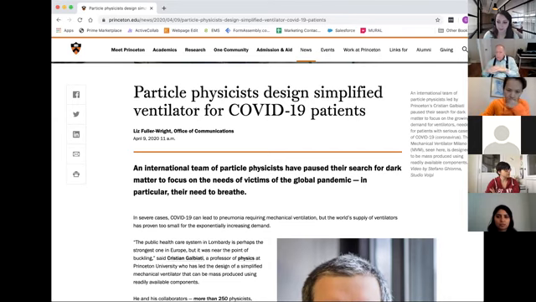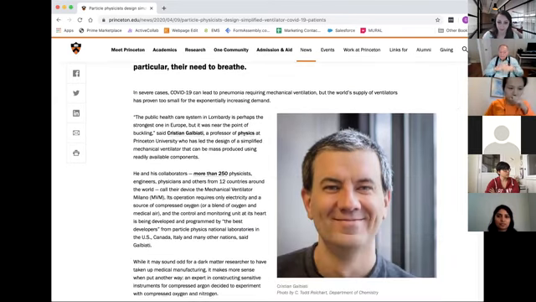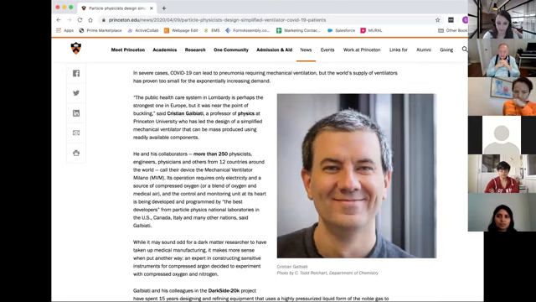Now, I might question whether they put it in the right place, but very powerfully done. Now let's look at the first two or three paragraphs. The first paragraph: in severe cases, COVID-19 can lead to pneumonia, requiring mechanical ventilation, but the world supply of ventilators has proven too small for the exponentially increasing demand. Now, I used to write a column for a trade magazine, and one thing my editor really beat into me was that the first sentence of your article should summarize what the article is. Should explain exactly what it is. Don't lead the reader into it slowly. Don't build a story and then get to the punchline. Put that punchline right up front. And you can see that in writing this article, that's exactly what Liz has done.